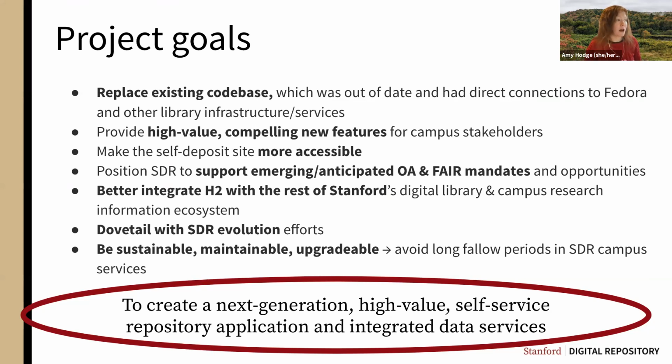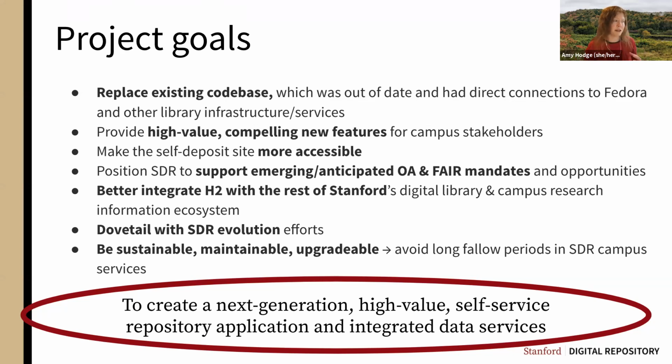We wanted to provide some high value, compelling new features for campus stakeholders, many that they've been requesting for a very long time. We wanted to make the site more accessible, that is, include accessibility features into the UI. We wanted to position ourselves to better support the campus's fairly new open access policy and other OA and FAIR opportunities that we saw coming down the pipe.